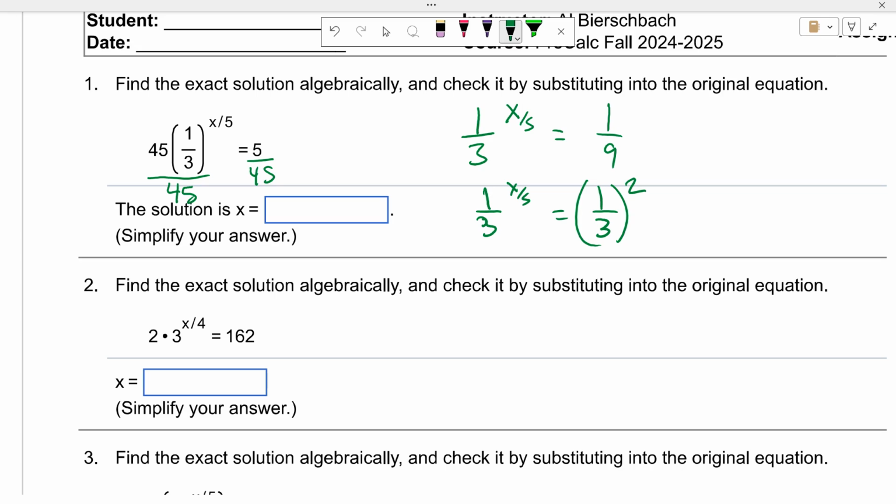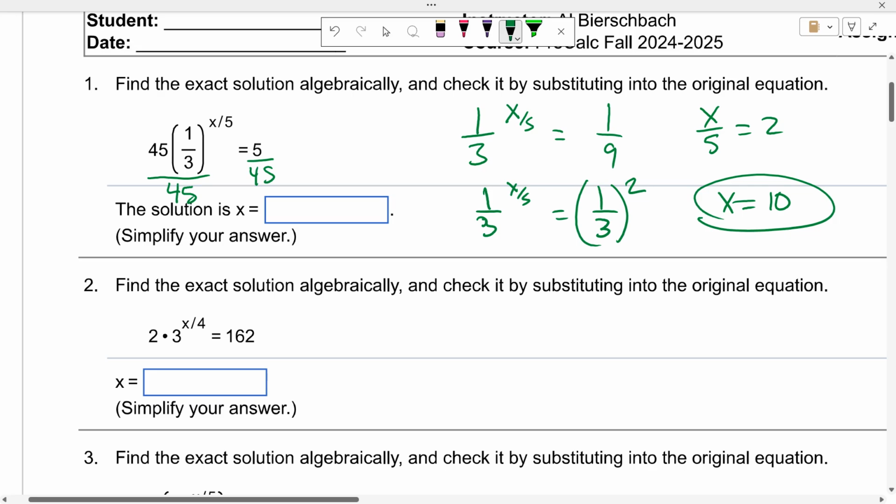Now that we have the same bases, we drop the bases. x over 5 equals 2. How do we get x alone? x equals 10. So if you plug 10 in here, you can see that 10 over 5 is 2. 1/3 to the second power is 1/9. 45 times 1/9 is 5. It checks. Okay?